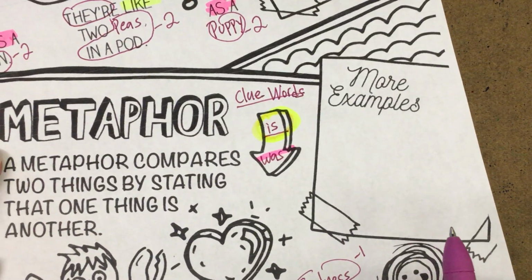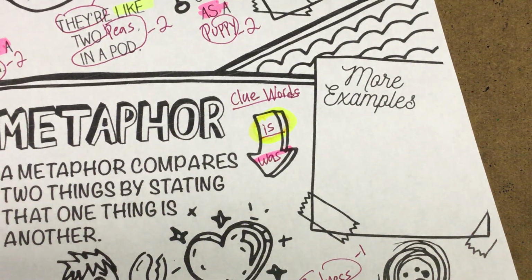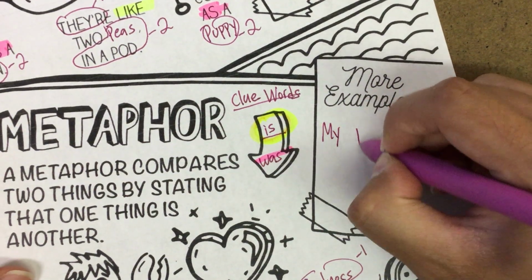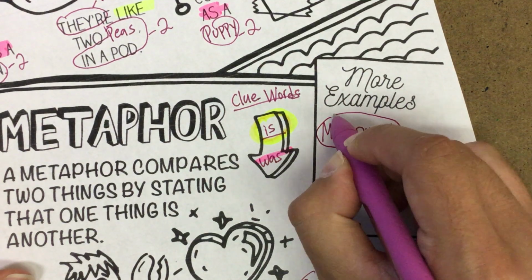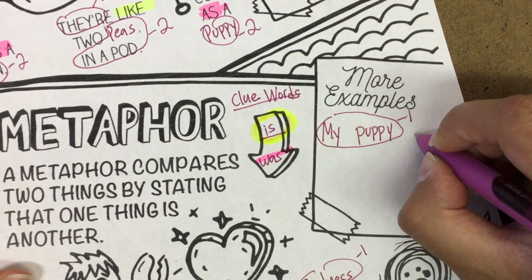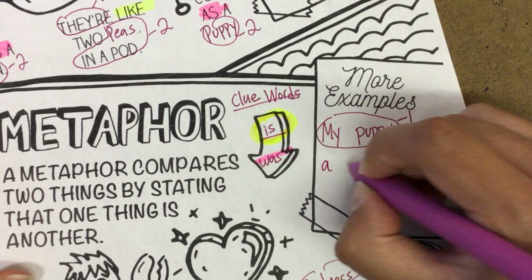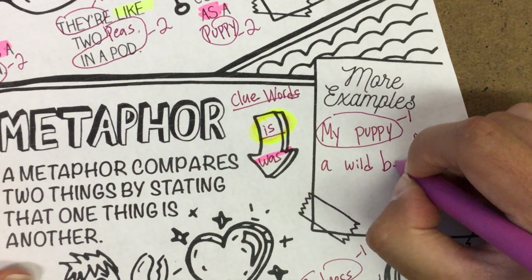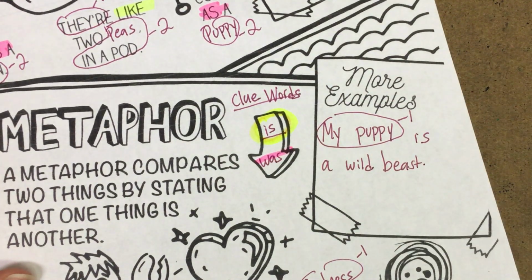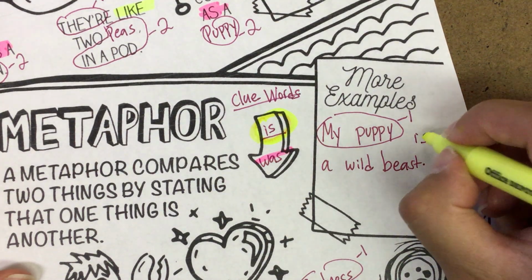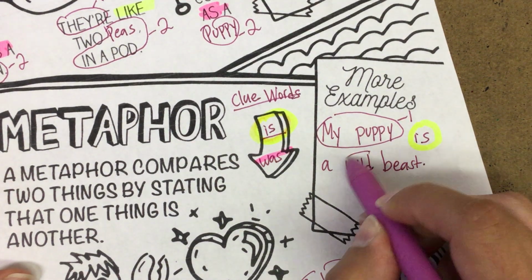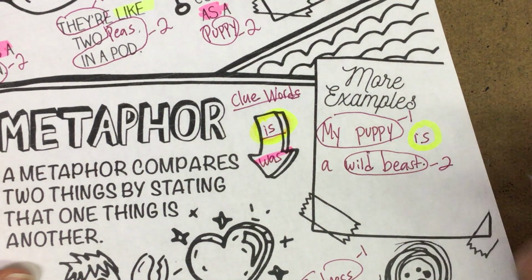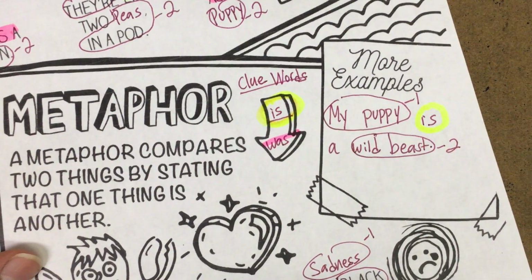Make sure that you write these more examples with me. My puppy. This is going to be the first thing that we're comparing. Is a wild beast. Don't forget your period. I'm going to circle my clue word is. This is a metaphor. They're comparing my puppy to a wild beast, meaning this puppy's destroying things maybe, very vicious, very dangerous.